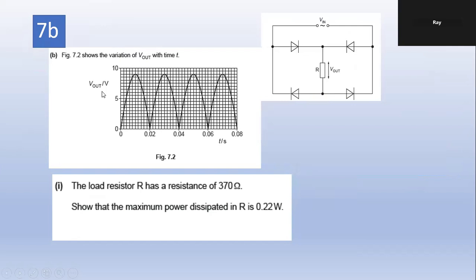Figure 7.2 shows the variation of Vout with time. The load R has a resistance of 370 ohm. Show that the maximum power dissipated in R is 0.22 watt. Okay, what should I do?